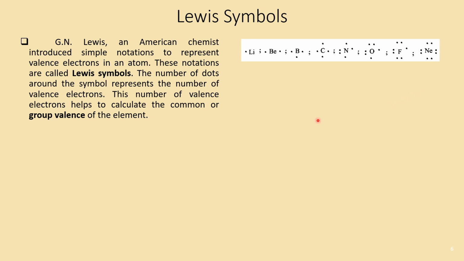Thus, the number of valence electrons helps to calculate the common or group valence of the element. Thus, the number of dots around the symbol represents the number of valence electrons. Number of dots is equal to number of valence electrons.